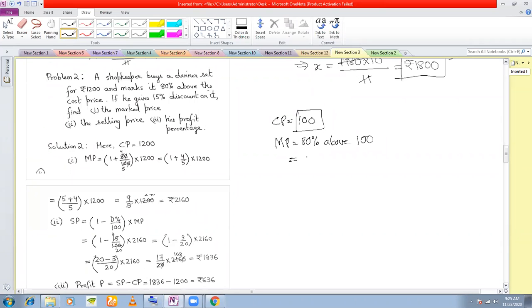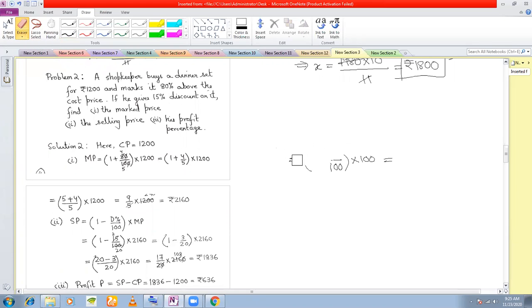It means that if you increase 100 by 80%, you will get the mark price. How do you increase a quantity? 1 plus increase percentage divided by 100, into the original quantity. So you have increased 100 by 80% to get this. So this must be the mark price because he is increasing his cost price by 80% and that should be his mark price. Okay, so that is what this sum means.